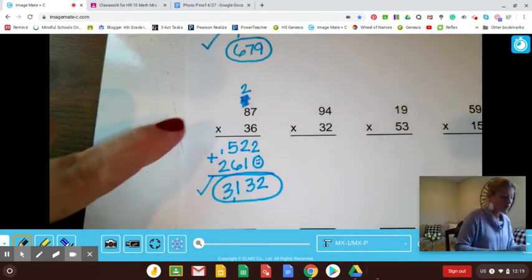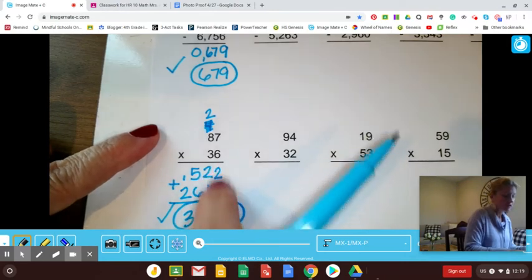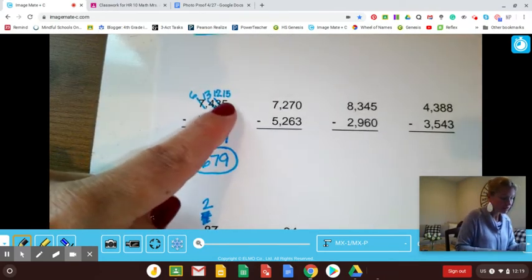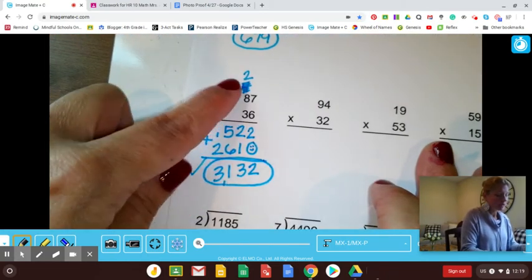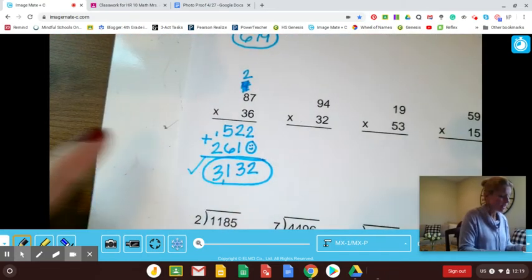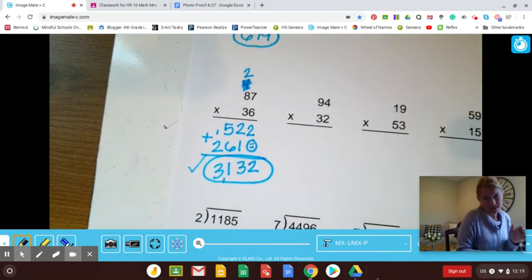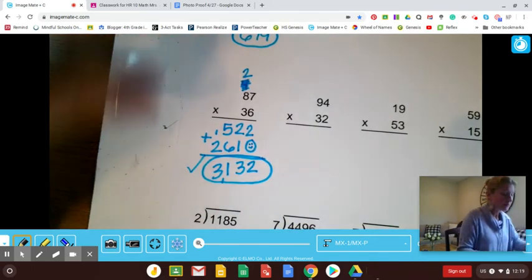All right. When I look at your paper, I'm going to be looking for your work, right? Your crosses out, your regroupings. I'm going to be looking for anything you regrouped, anything you added. You don't have to put the happy face if you don't want, but if it makes you happy, then do it.